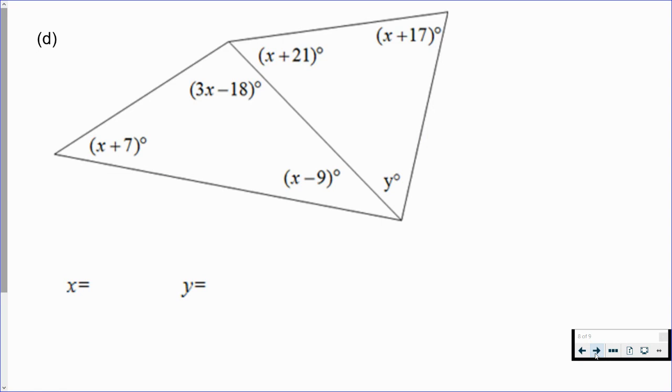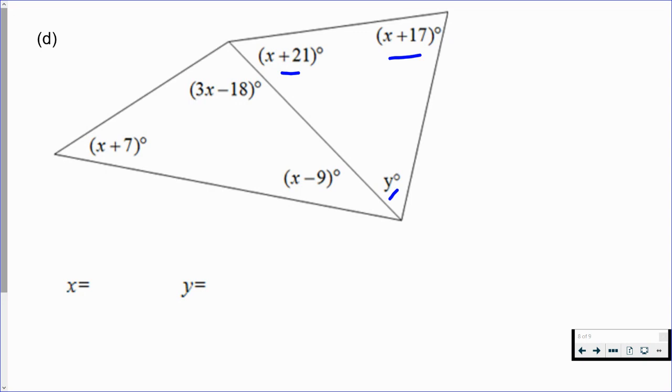All right, let's take a look at one more where we're solving for angles. Notice that in this bottom triangle, we have three angles, and they all have to do with x. Now, notice in the triangle on the right, two of the angles have to do with x, but the third one we're solving for y. So we're going to need to solve for x before we can solve for y.